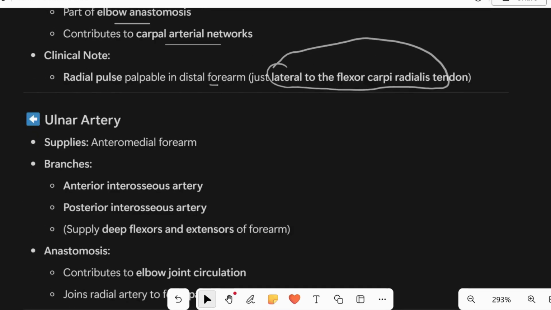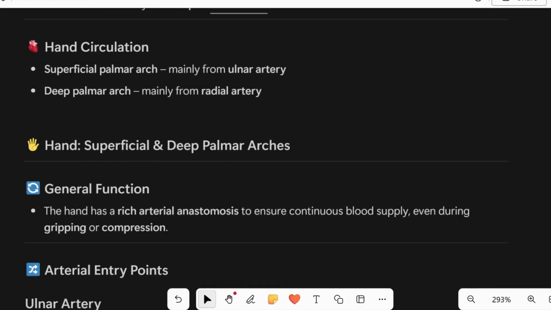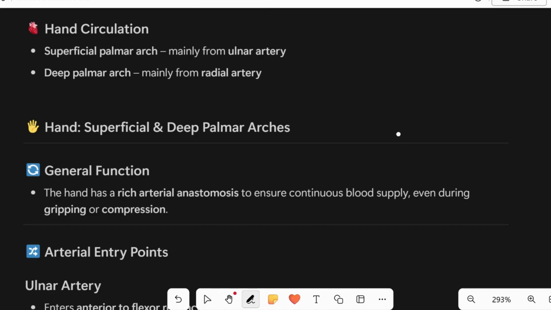The second important artery is the ulnar artery. Ulnar artery supplies the anteromedial forearm. It has two very important branches, the anterior interosseous artery and the posterior interosseous artery, which supply the deep flexors and the extensors of the forearm. It also contributes to the anastomotic network around the elbow joint, and it is also involved in making the palmar arterial arches. So, in terms of the hand, we have two important structures, the superficial palmar arch and the deep palmar arch. Superficial palmar arch is formed mainly by the ulnar artery and the deep palmar arch is formed by the radial artery. These two are very important to remember.